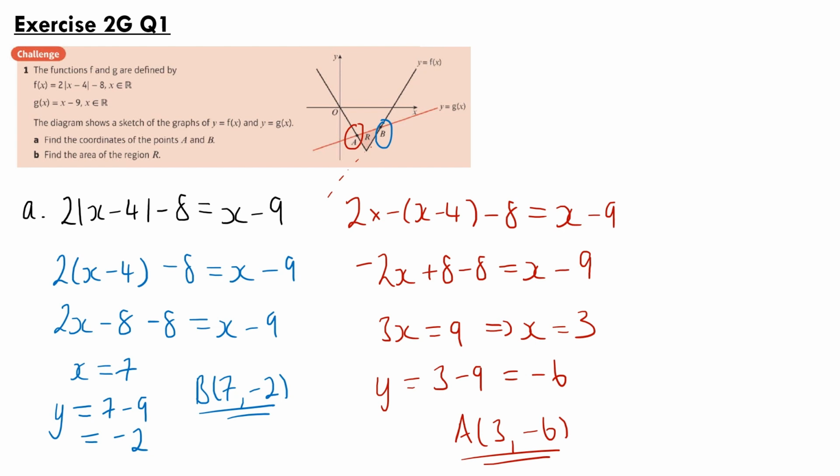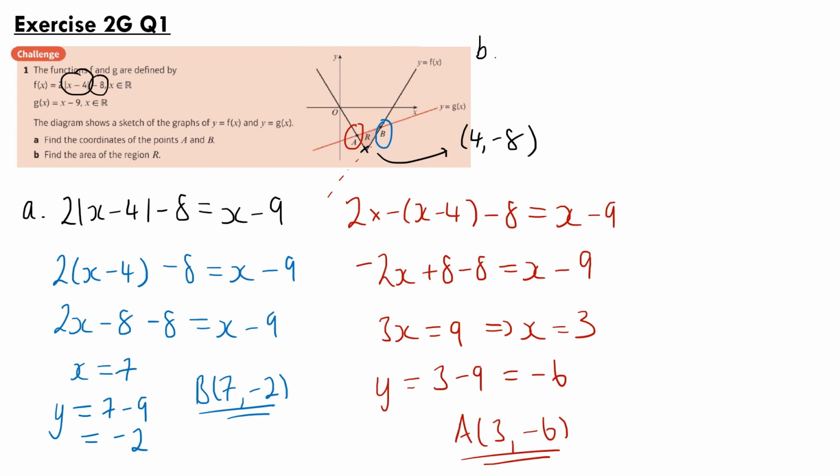Now for part B, we need to find the area of the region R. So first of all, it would be a good idea to find the coordinates of the vertex of the modulus graph here. And to do that, we can think of it just like a quadratic. Our x coordinate will be positive 4, and then the y coordinate minus 8. So here we have (4, -8) as the vertex.